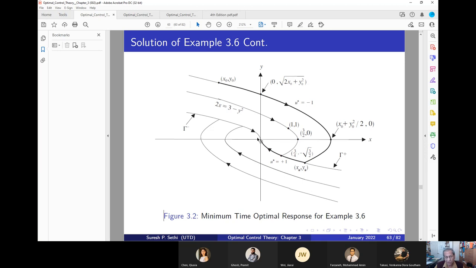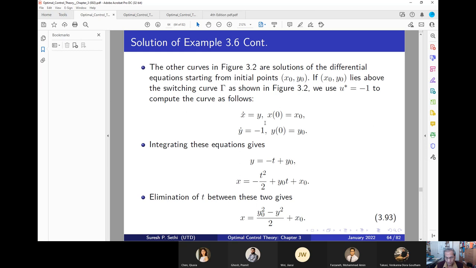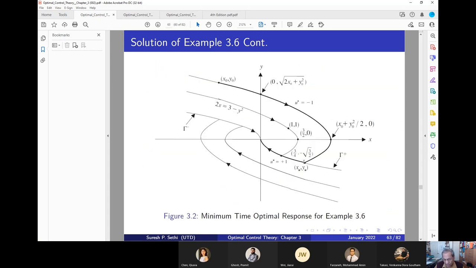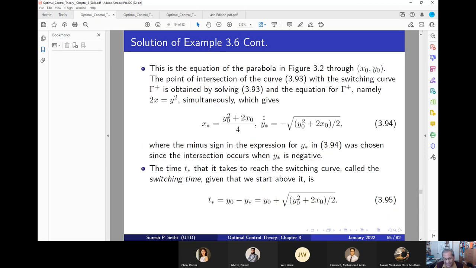And once you know x star, y star, you can easily find the time, and we'll show you how to do that. So we got that parabola. Now we solve that parabola and the other parabola, and when you solve those two parabolas, we get x star and y star, this lower star. So lower star is this point right here. That's the point when we switch the control to plus one.